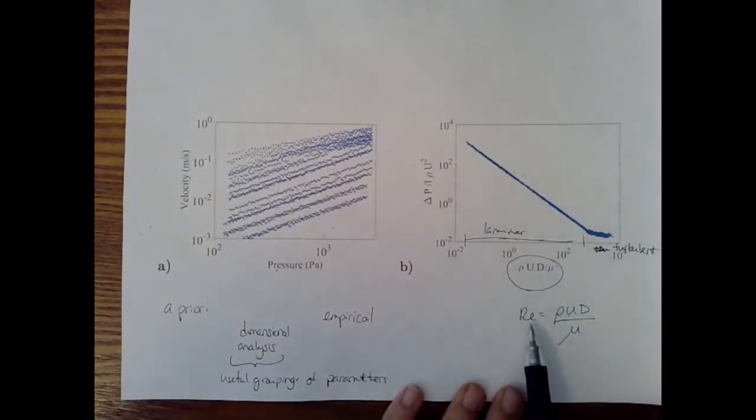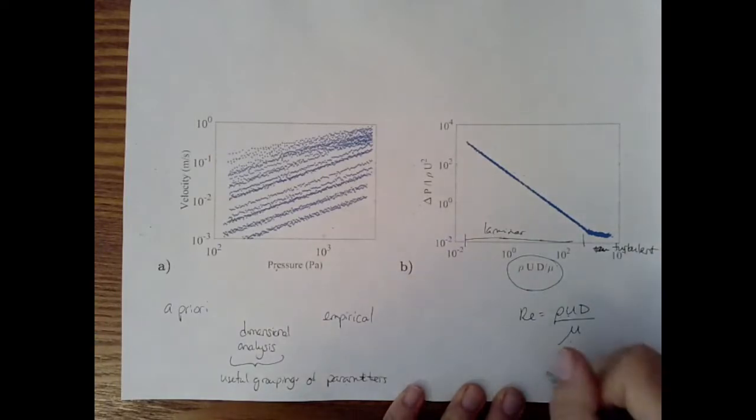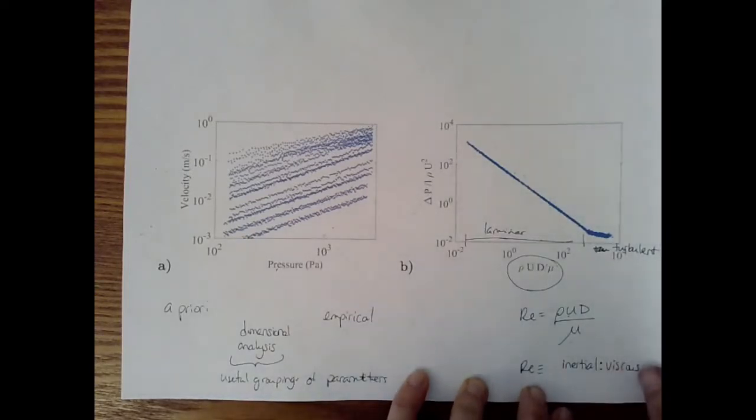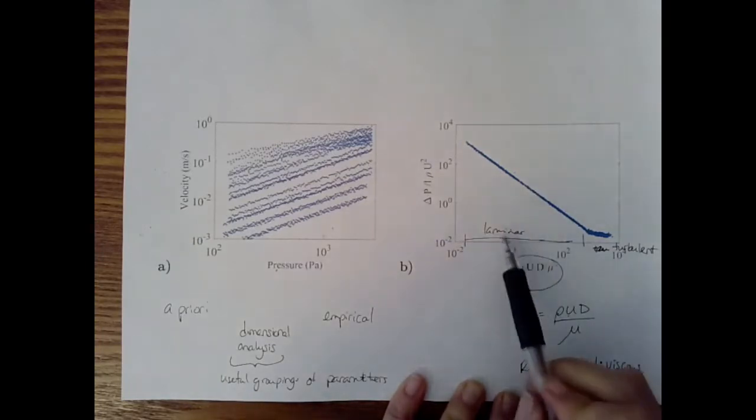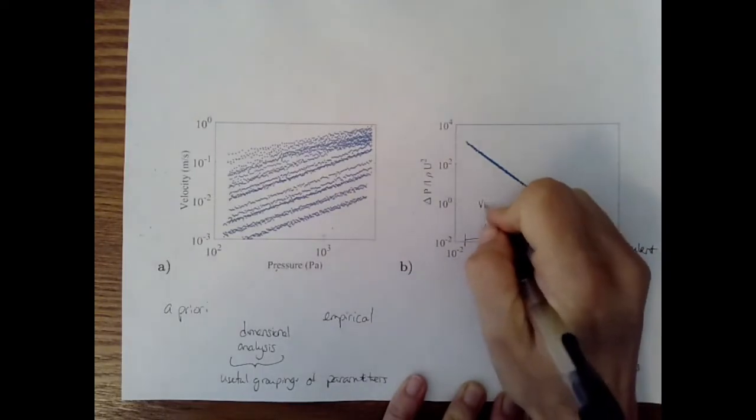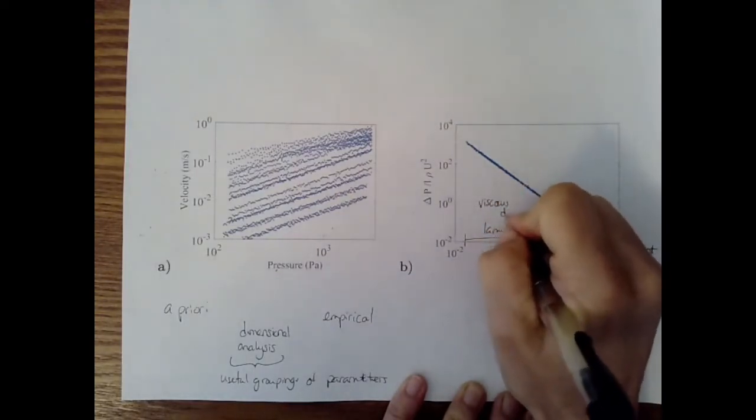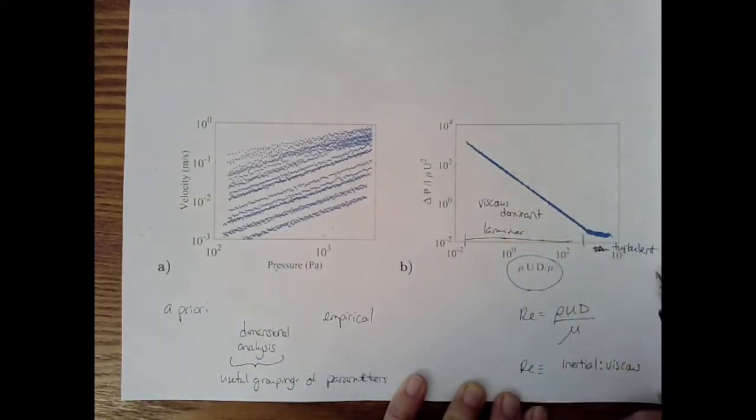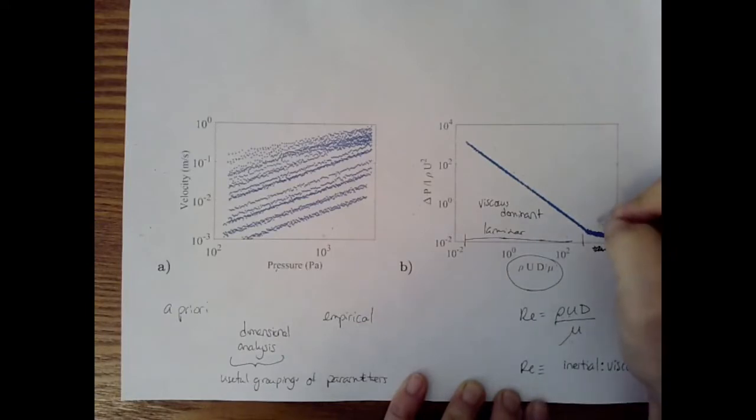What the Reynolds number is, you can see based on how this equation is written, is basically a ratio of inertial forces to viscous forces in a fluid. At low Reynolds number, the flow is laminar and viscous forces are dominant. At high Reynolds number, the flow is turbulent and inertial forces dominate.